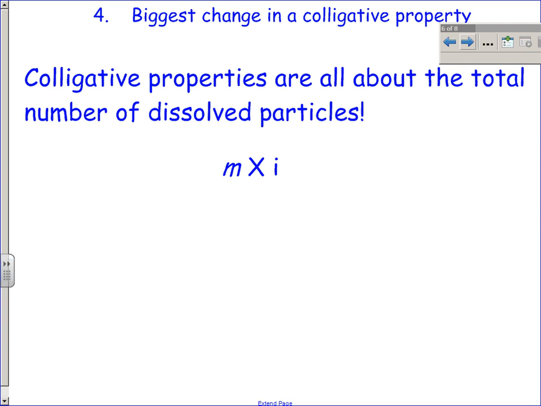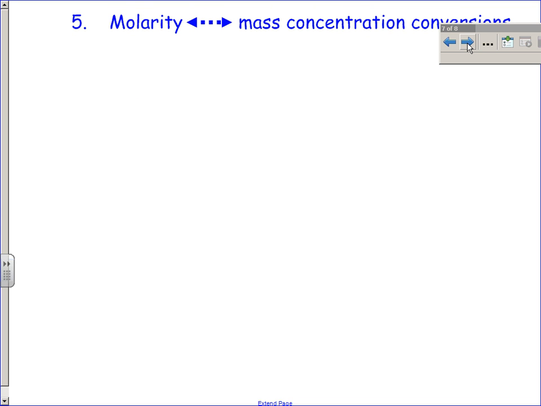So remember, if this gives you a larger term, when you multiply those two together, it's going to raise your boiling point more, lower your freezing point more, affect your osmotic pressure even more, affect your vapor pressure even more. So make sure you're incorporating in both when you're dealing with how much a colligative property changes.